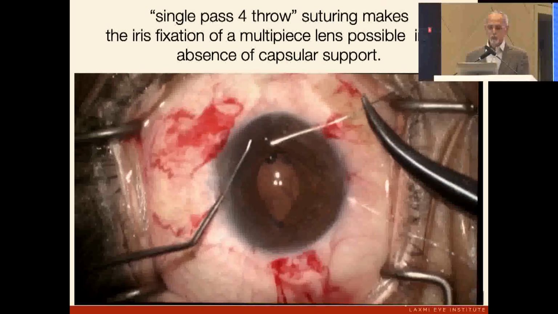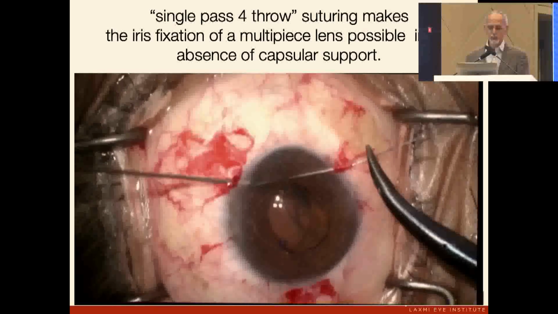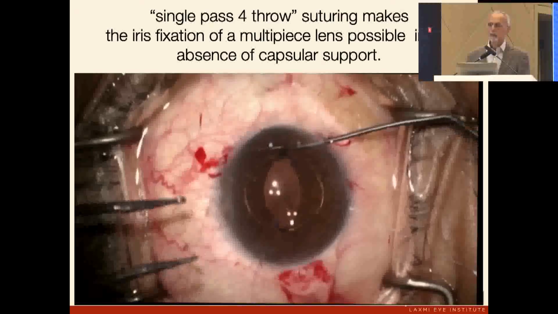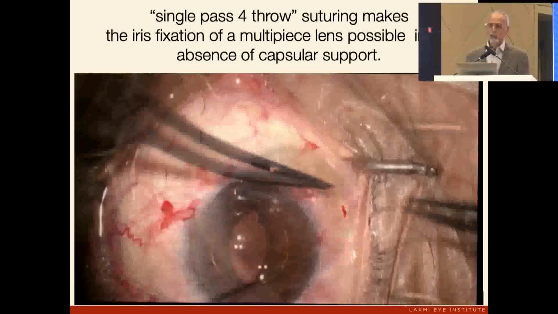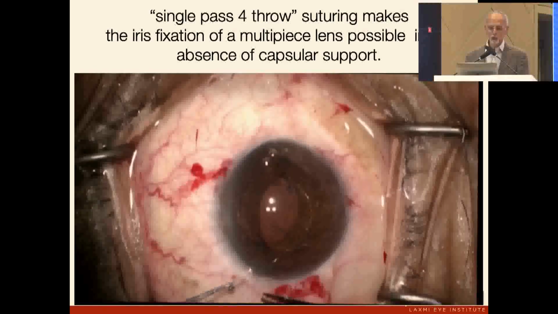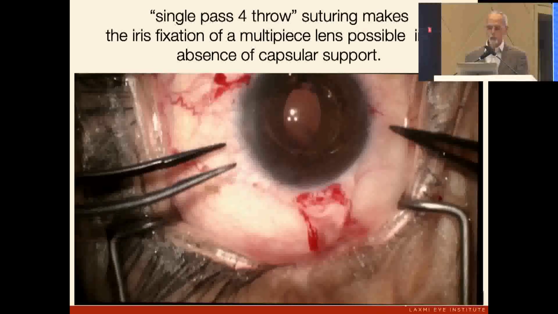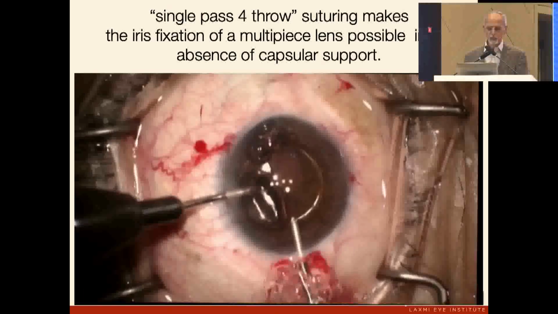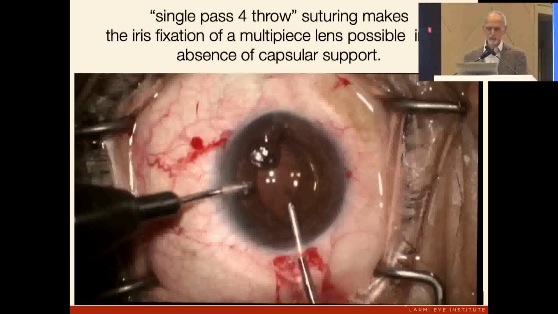You can use the second instrument to assist in taking that suture. And through a spatula, through your blunt tip needle, you can get the suture out. And here use Lester's hook to create a loop, and through that loop, as described by Dr. Amar, the single pass 4th row suture is taken.